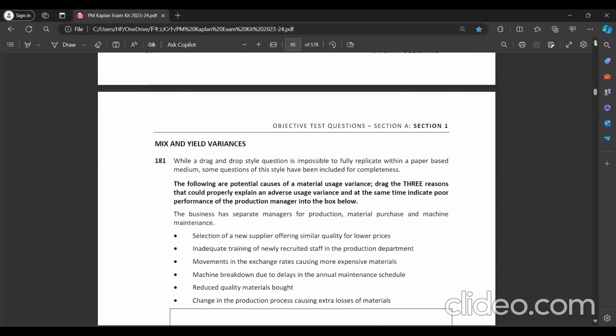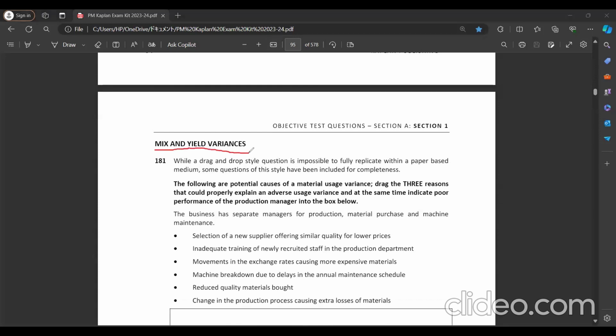Hello. Today we'll learn how to calculate mix variances and yield variances. The questions we will be taking up are from the Kaplan exam kit material. From that, let's take up the questions which are under mix and yield variances.